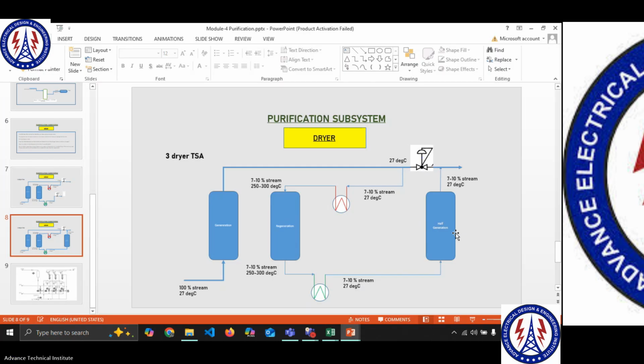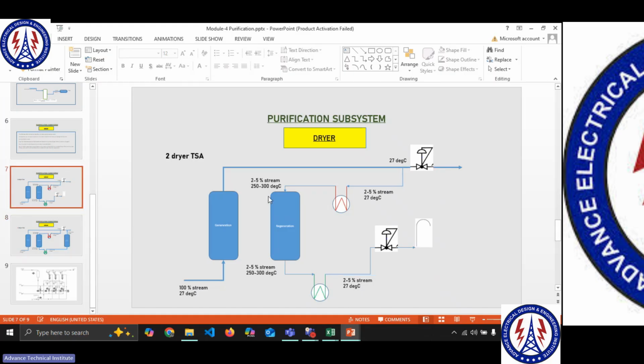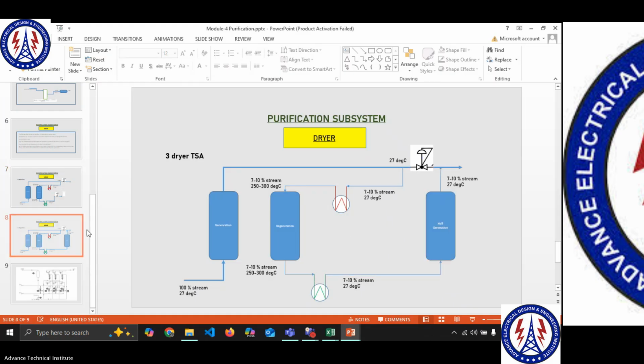So dryer and heater, this is 2, right? This is 3 dryer. I have shown you 2 dryer system also. And it is going to be like this. This is a 3 dryer system. There is no loss.